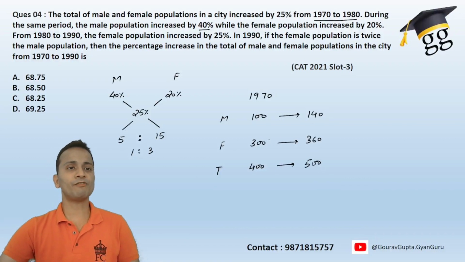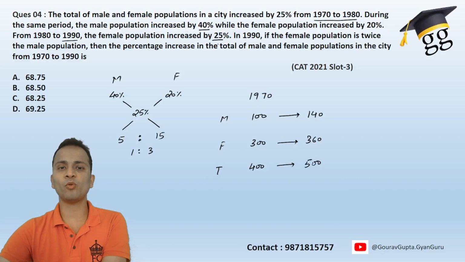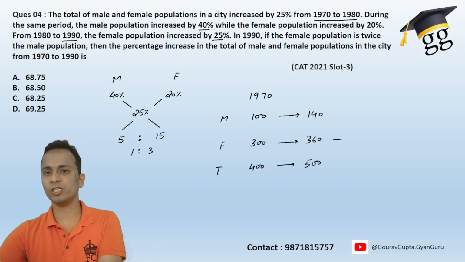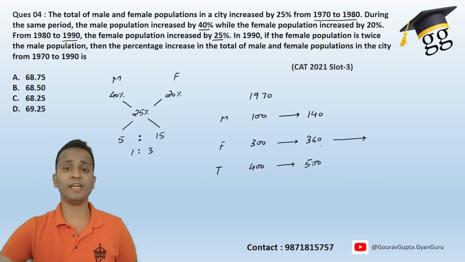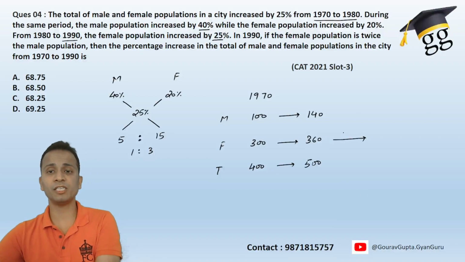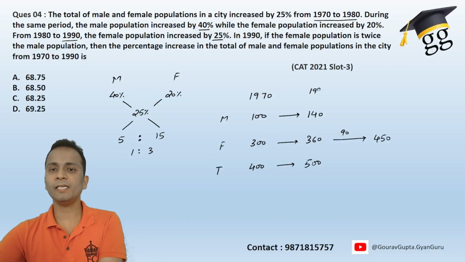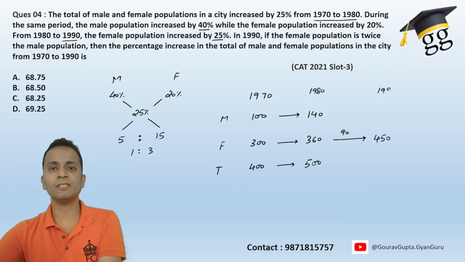Cool. Now from 1980 to 1990, the female population increased by 25%. That means 1/4. The female population increased by 25%. Now what will be 25% of this? 90. So female population has become 450. Done. Now this is 1980 and this is 1990.